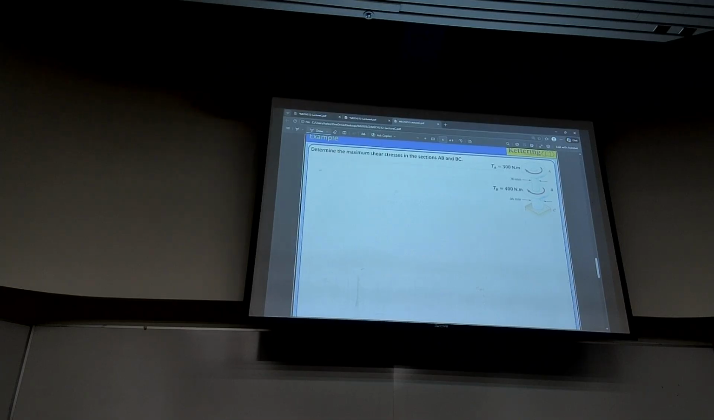And what is the J in this case? A solid circle. What's the J equation for this? One half pi r to the 4th. Very good. So we have to repeat this each time, basically do this for one of the sections. So this is for A. This is BC.